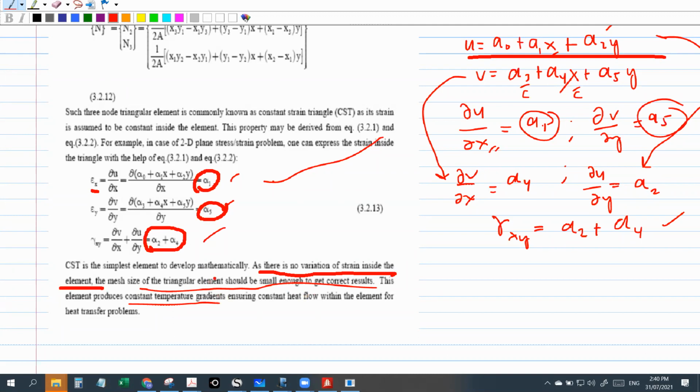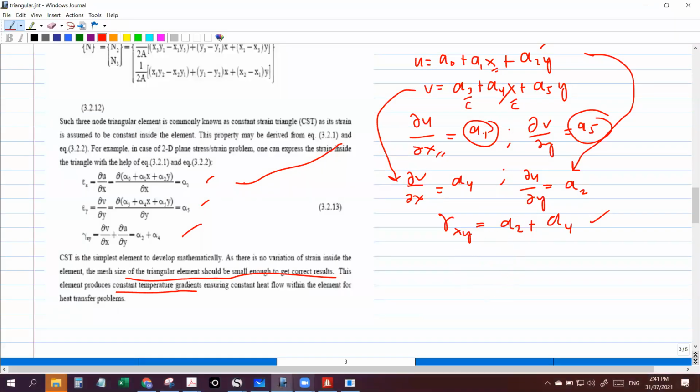Kaya gagamitin mo lang yung triangular element dun sa mga region na maliliit, na wherein yung strain hindi ganoon ka-importante. Pero yung stress importante. That's why we preferred yung rectangular element. So next lecture, yan natin yan. So focus muna tayo sa CST.